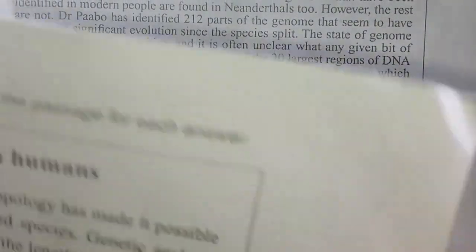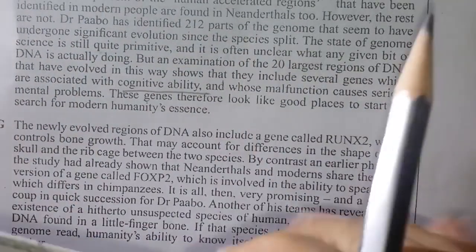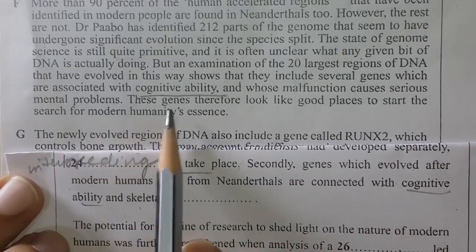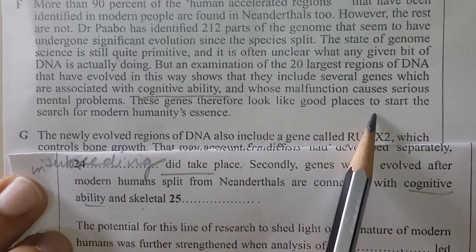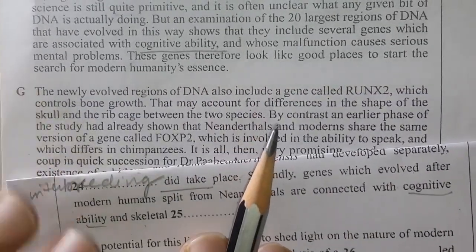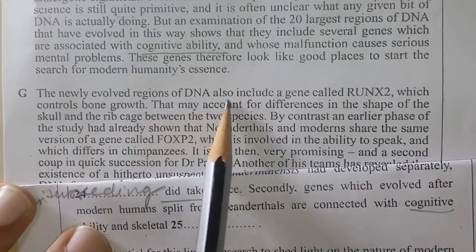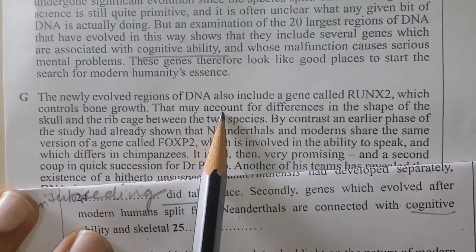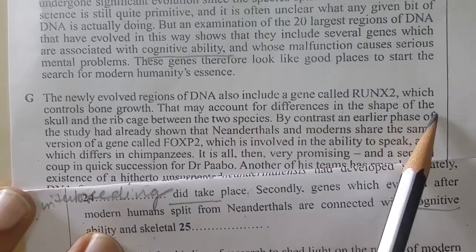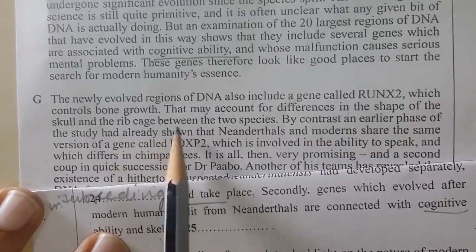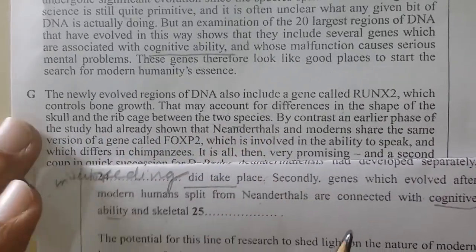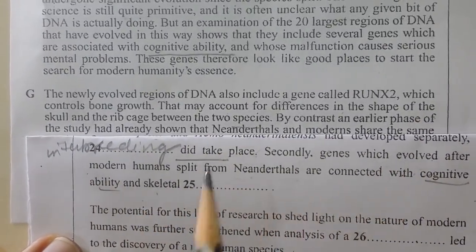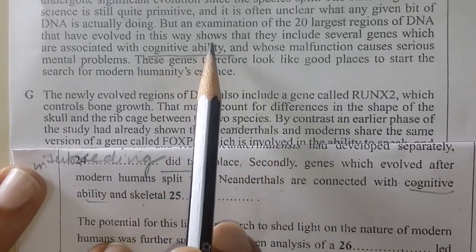So naturally my matching will start. And he said here skeletal. Malfunction causes serious mental problems, therefore these genes look like great places to start the search for modern humanity. Since the newly evolved regions also include a gene which controls bone growth, that may account for differences in the shape of the skull and the rib cage between the two species. So he said here one thing: genes which evolved after modern humans split from this are connected with cognitive ability.